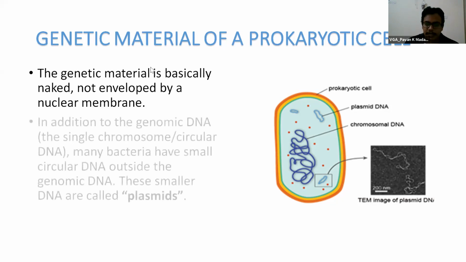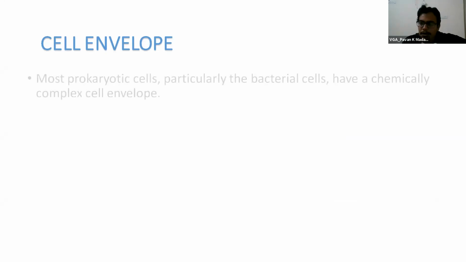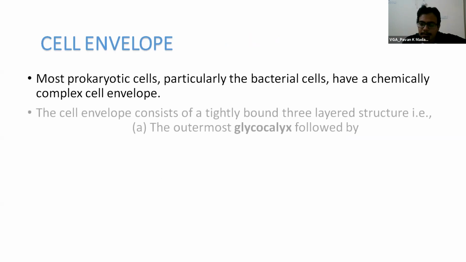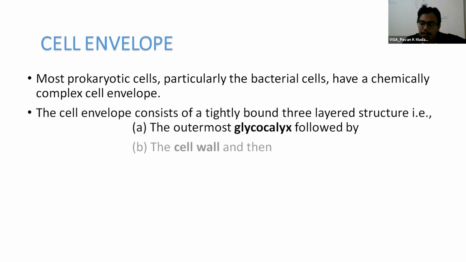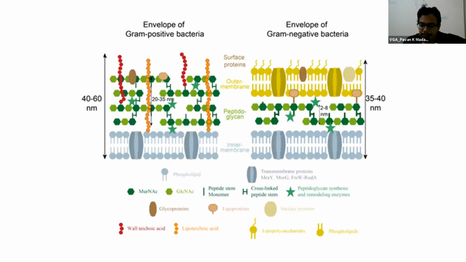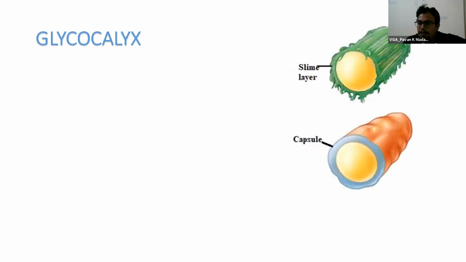Let us quickly move on to the cell envelope. The cell envelope has three different parts: the outermost glycocalyx, the middle cell wall, and the third one, the plasma membrane, right? This glycocalyx is usually sticky in nature. If it is very thin, it is called a slime layer. If it is very thick, it is called a capsule.